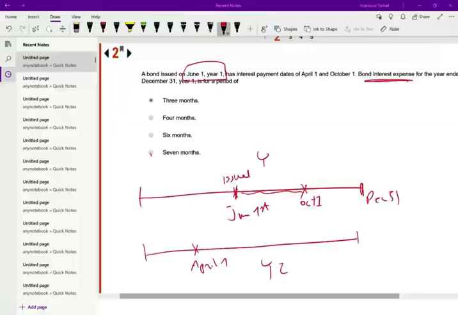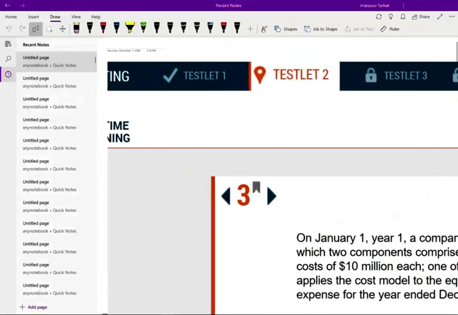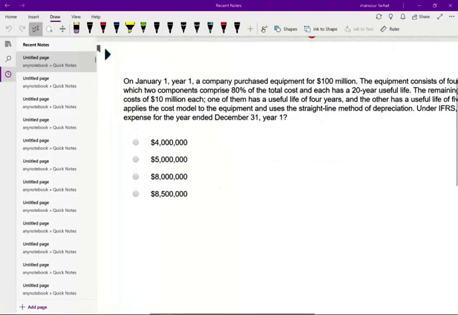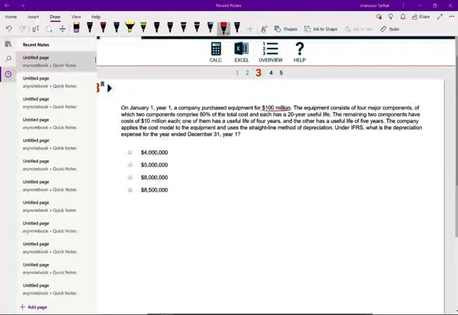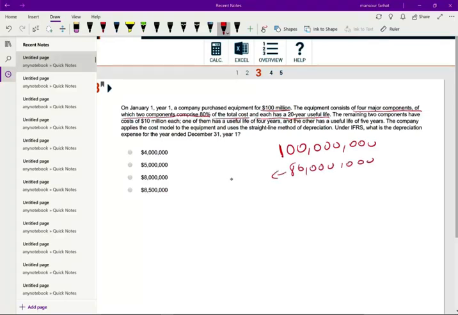Let's take a look at this question. Let me get this so I can work the math, because it has numbers. So here's what we are told. On January 1st, year one, a company purchased equipment for 100 million. The equipment consists of four major components, of which two components comprise 80% of the total cost, and each has a 20-year useful life. So they bought 100 million worth of equipment. 80% of this, 80 million of the equipment, has a useful life of 20 years. The remaining two components have a cost of 10 million each, which equals 100 million.